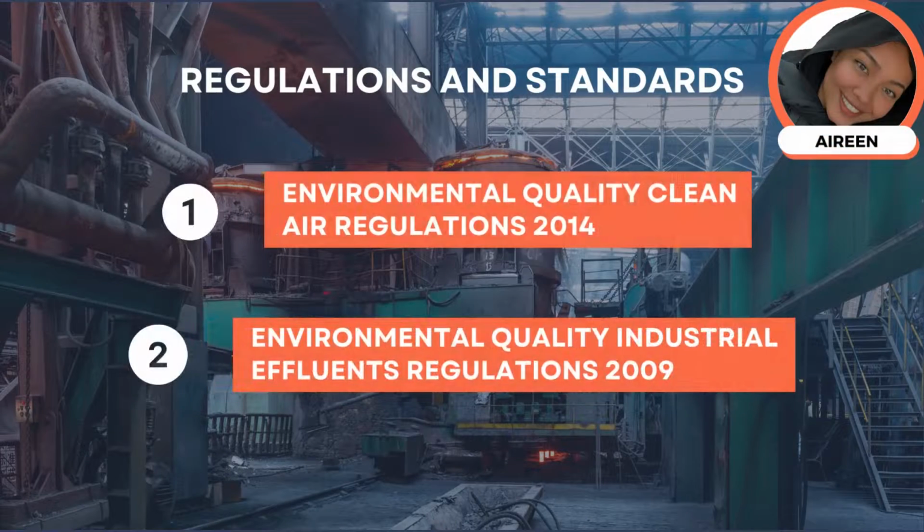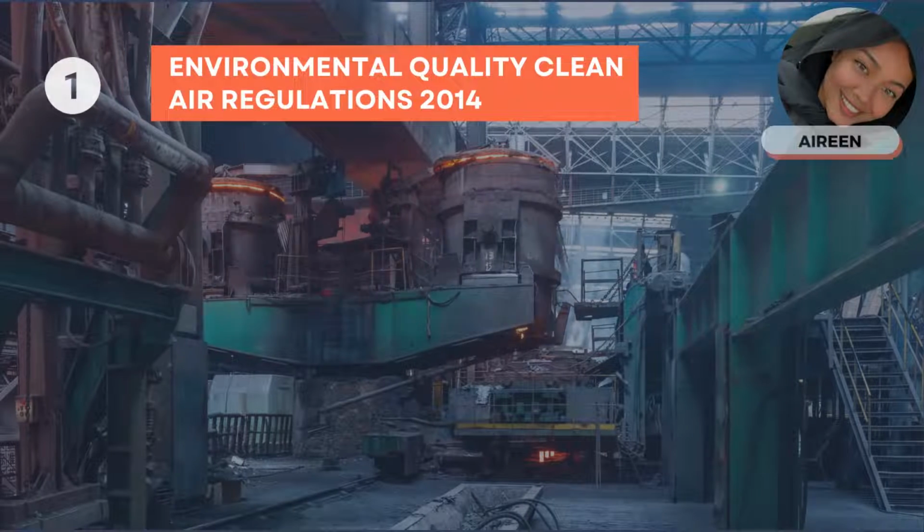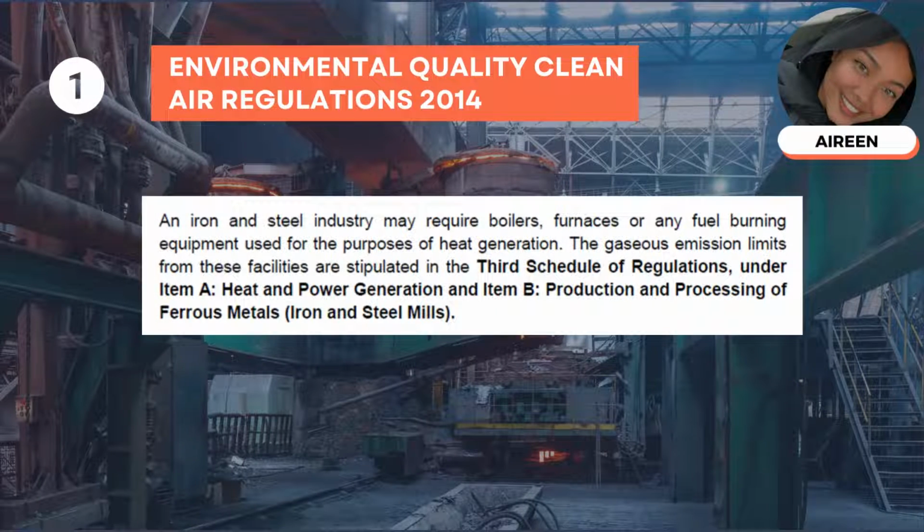For regulation and standards in the steel industry, there are two regulations that conform to the steel and iron industry, which are Environmental Quality Clean Air Regulations 2014 and Environmental Quality Industrial Effluents Regulations 2009. This is the Environmental Quality Clean Air Regulations 2014. The regulations are applicable for the iron and steel industries.